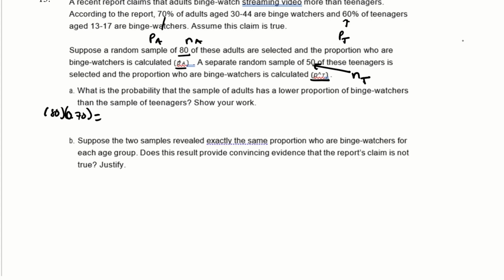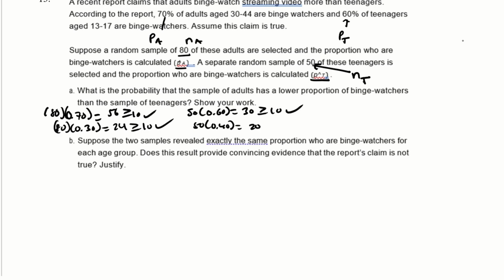Okay, so that's going to be 56 greater than or equal to 10. 80 times 0.30 is going to be 24, and that's for the adults. Now for the teenagers, we have 50 times the percent, which was 60. So we have 50 times 0.60 is 30, which is greater than or equal to 10. And 50 times 0.40 is 20, which is greater than or equal to 10. So it's approximately normal, okay?